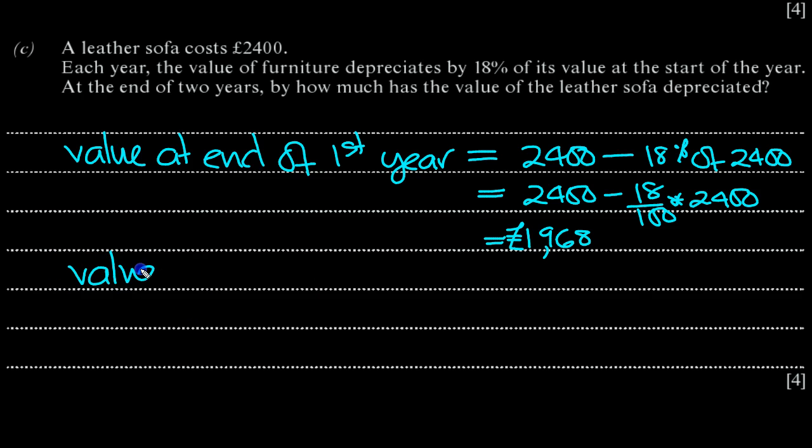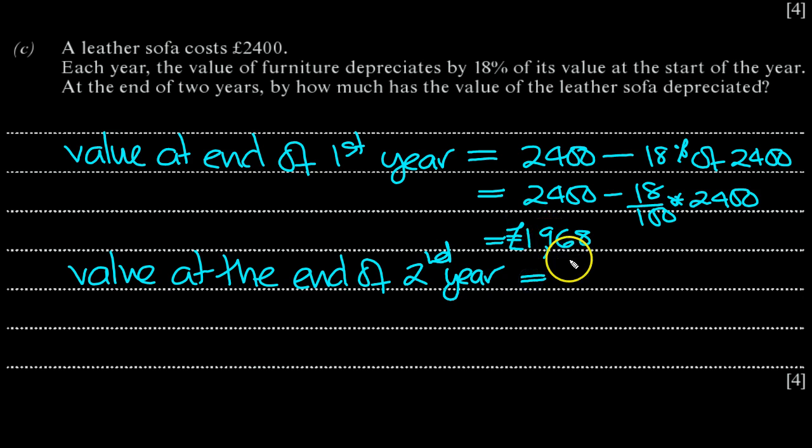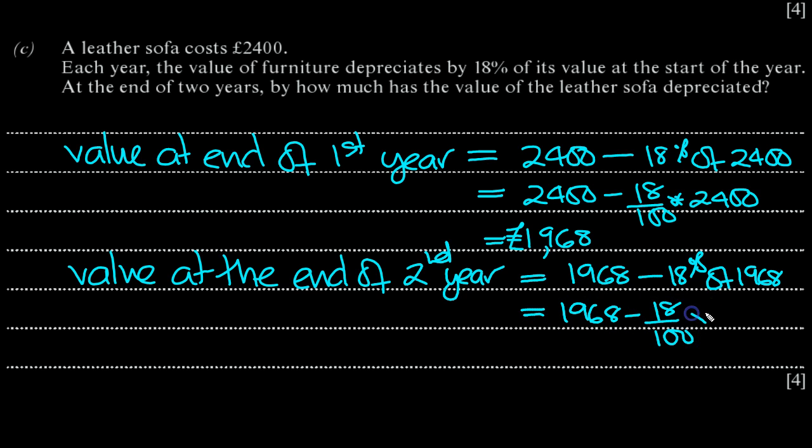So the value at the end of the second year is equal to, we started with a price of 1968 at the end of the first year, and we have to take 18% off of that, don't we? Of the 1968, which equals 1968 minus 18 hundredths, 18% as a fraction, of is times the 1968. So we need to tap that in the calculator and find out the final answer.